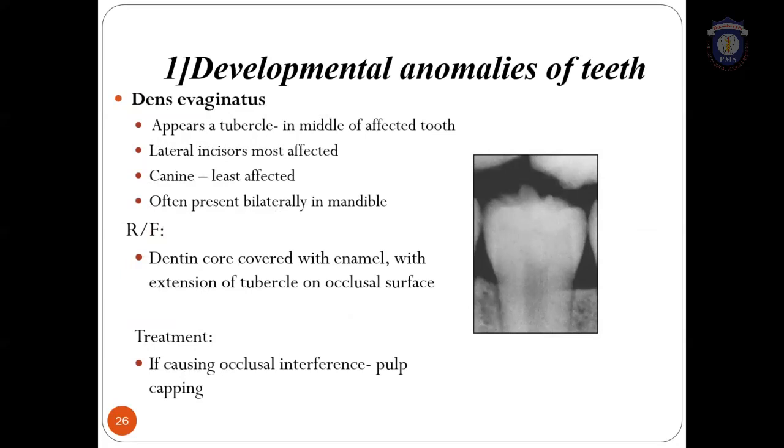Radiographically, you will see that the dentine core is covered with enamel with an extension of the tubercle on the occlusal surface. As I said before, during restoration, if you see that there is an occlusal interference, pulp capping must be done.